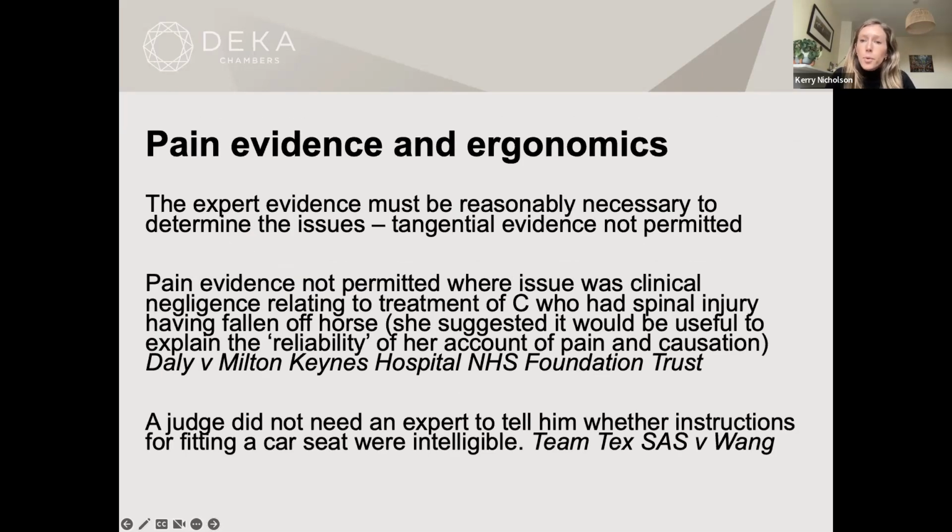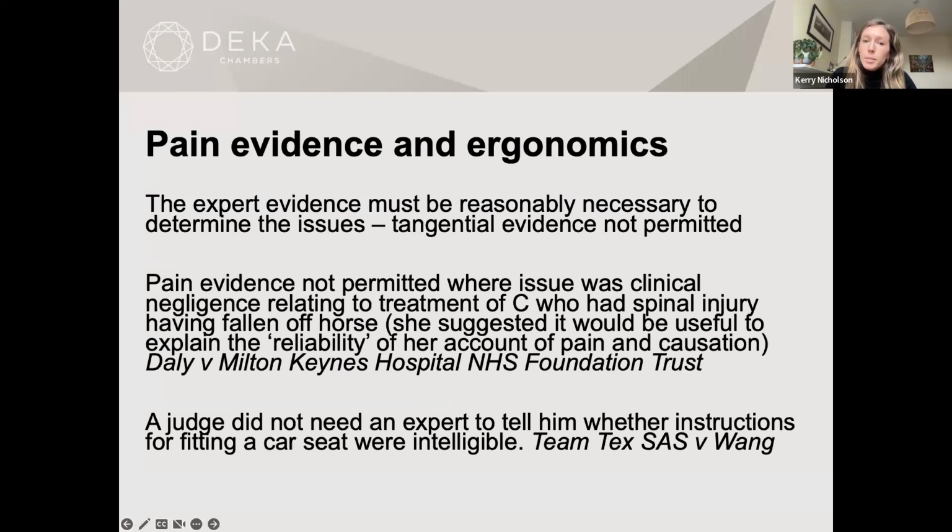So, some other examples where there may be an issue relevant to the case, but it doesn't necessarily need an expert on those issues: pain evidence and ergonomics. Starting with pain evidence, pain is going to be relevant in many, many personal injury claims, but a pain expert is only going to be required in quite specific circumstances.